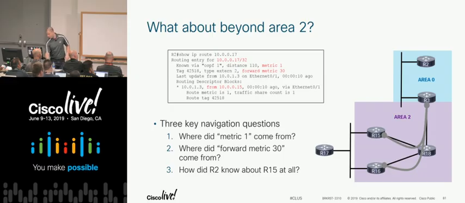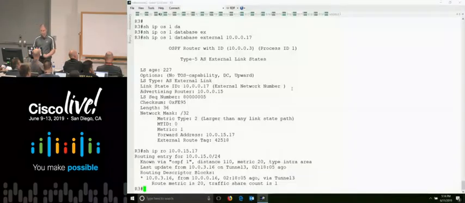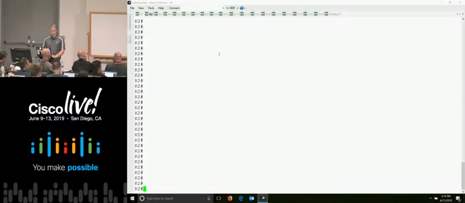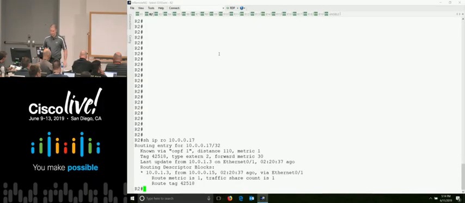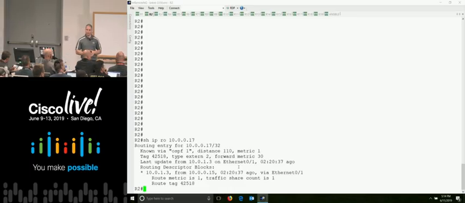So I'm going to open the demo now so you can see a little better. We're going to go on to R2, which is in area 0, show IP route for 17. So I have this metric 1, then I have forward metric 30, then I have this from R15. And remember, R2 is not in area 2. Therefore, it does not have access to R15. Remember we drew that big area 0 graph earlier? It's not there. So who wants to take a guess at where metric 1 came from?